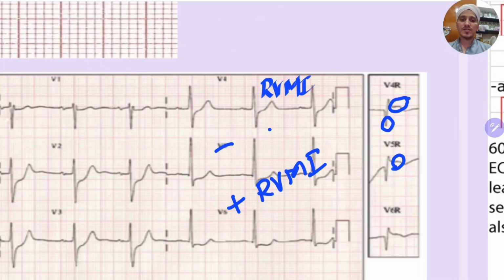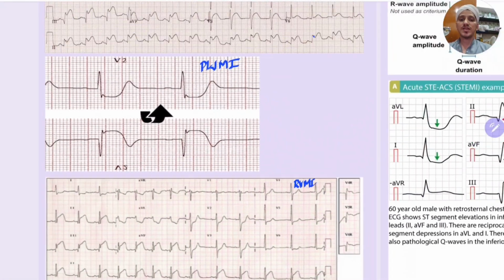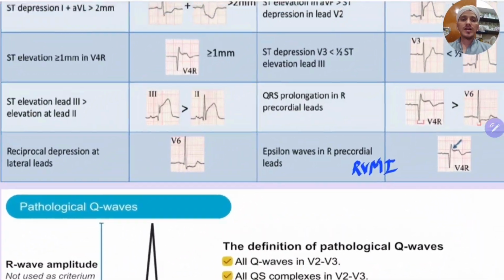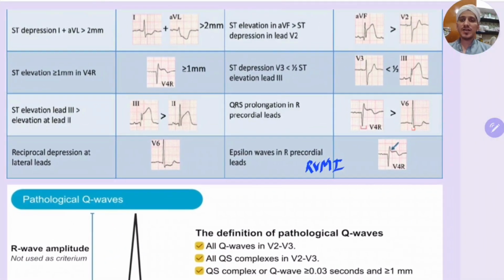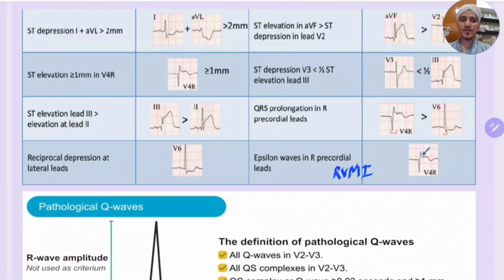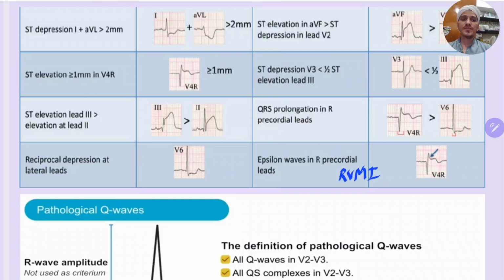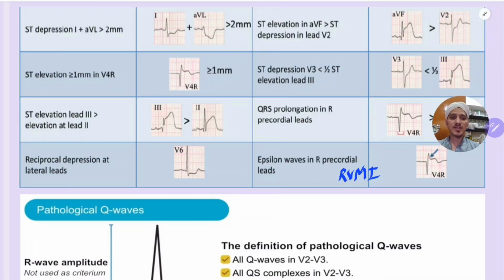I will remove this. So V4R and V5R, when you connect, you are seeing ST segment elevation. So I have some schematic diagram for a deeper explanation of this V4R and V5R. I will take this downside.